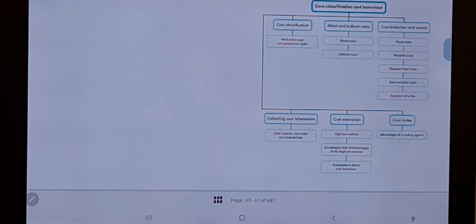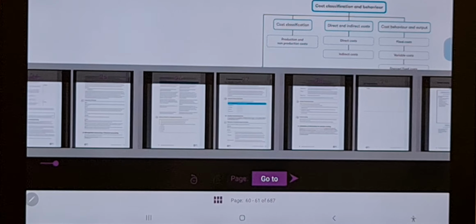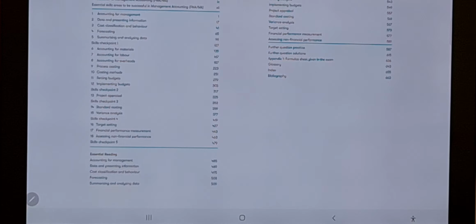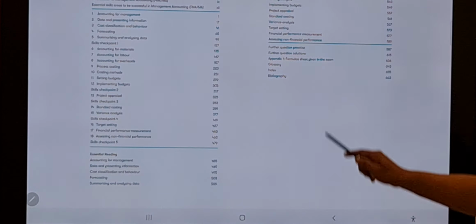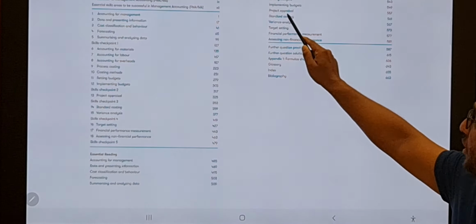And also, if you see the syllabus, we have an area called project appraisal, implementing budgets and project appraisal. Purely, this is about investment appraisals. How do you evaluate a project? You will study here NPV, IRR, all this stuff.